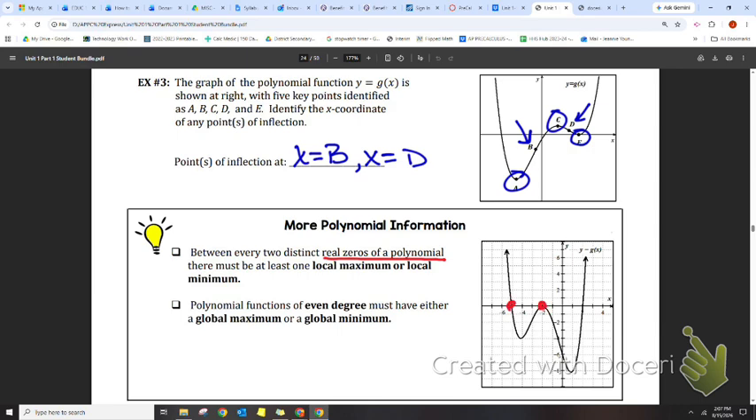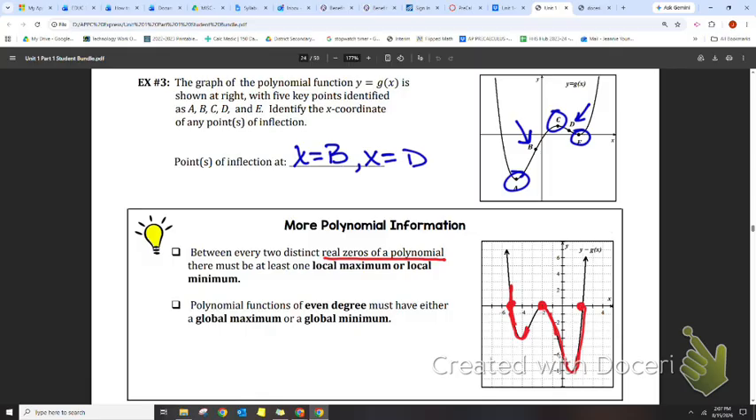Zeros are your x-intercepts, okay? There has to be a maximum or minimum in between them. And hopefully that makes sense, because when your graph goes through it, it's got to go somewhere to turn around. So like this one turns right there. Or this one here will turn down here, okay, before it gets to the next one. So there has to be at least one local maximum or local minimum, depending on the graph.